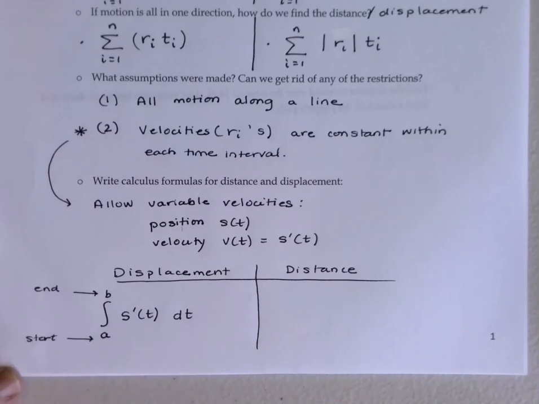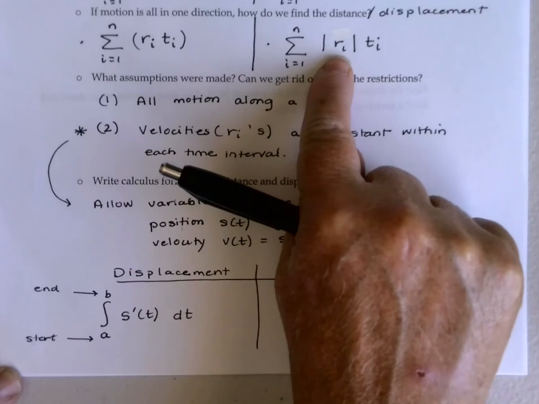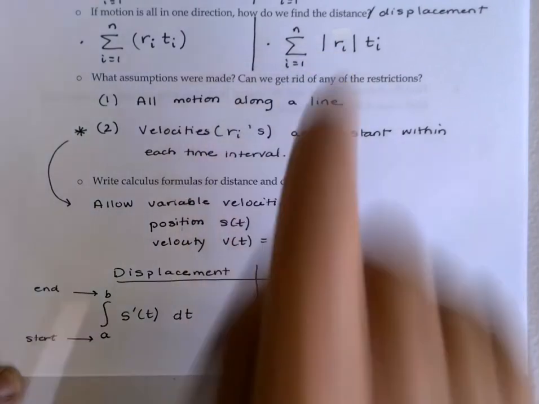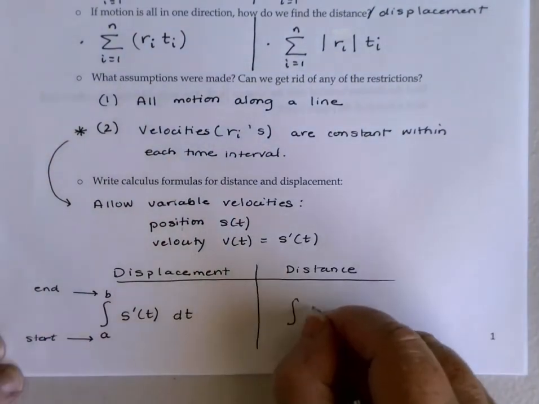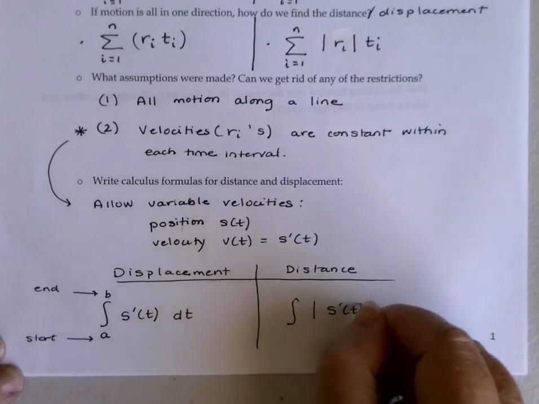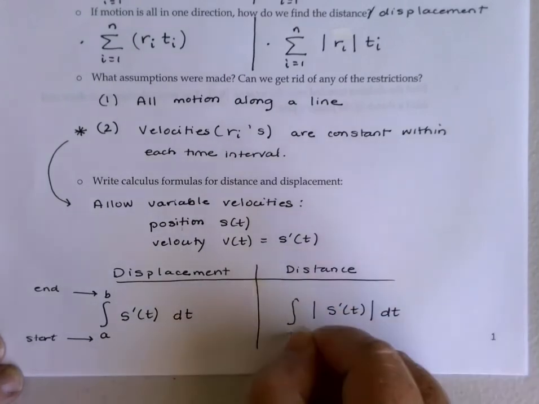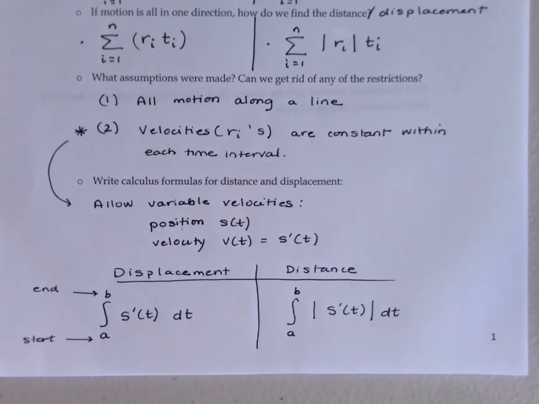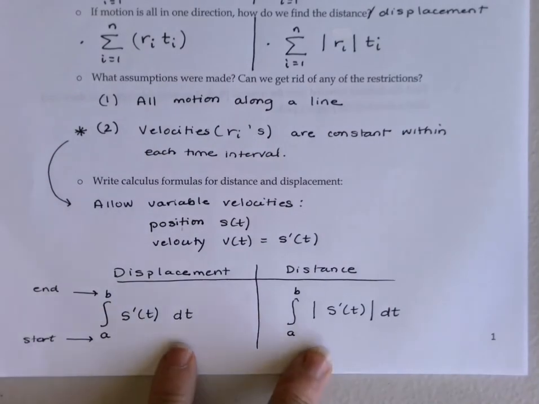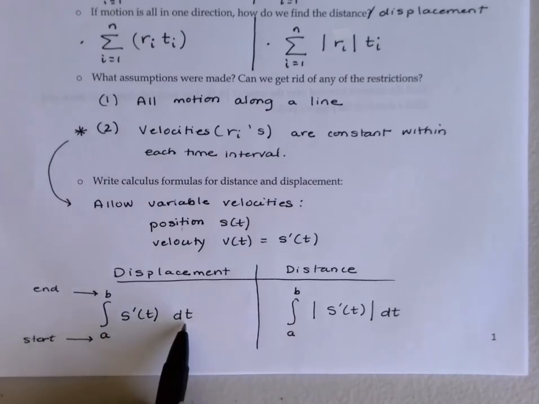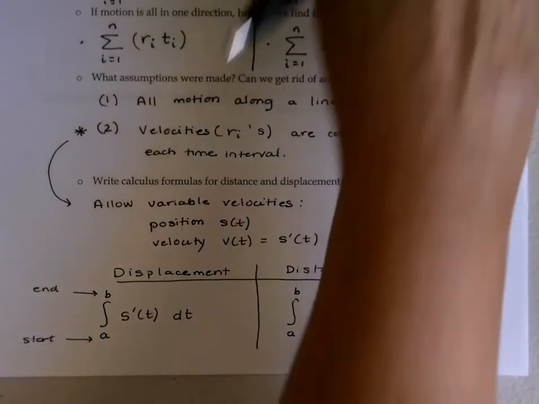Same idea with the distance. Again, the rate, or velocity, is s prime of t, but for distance we'll have to take the absolute value. Okay. So those fancy looking formulas are really nothing more than the old algebra formulas. Rate times time is distance. They're just now written in a situation where we can have a continuously changing velocity over time. All right, with those two formulas in hand, let's look at a couple of examples.